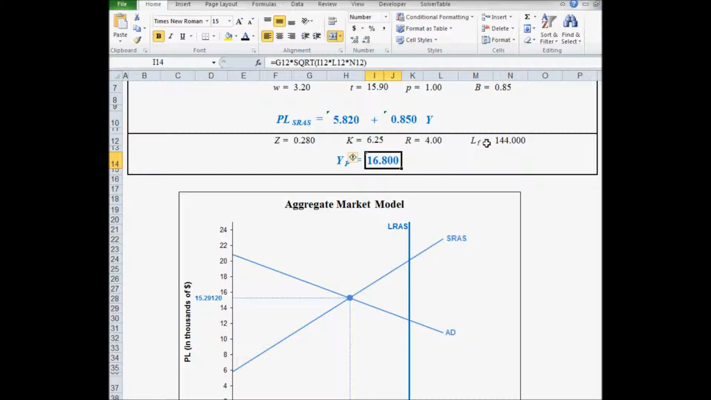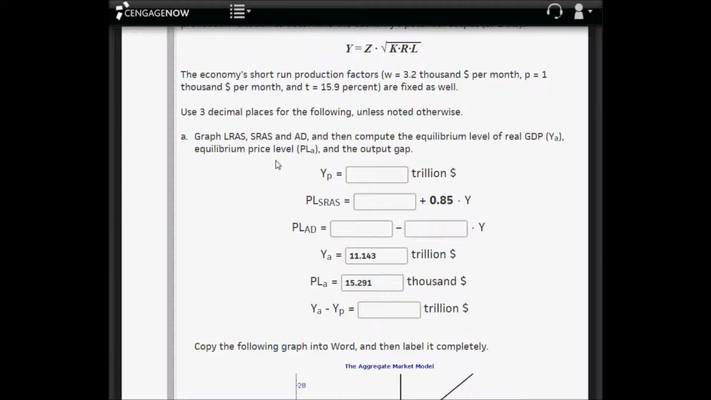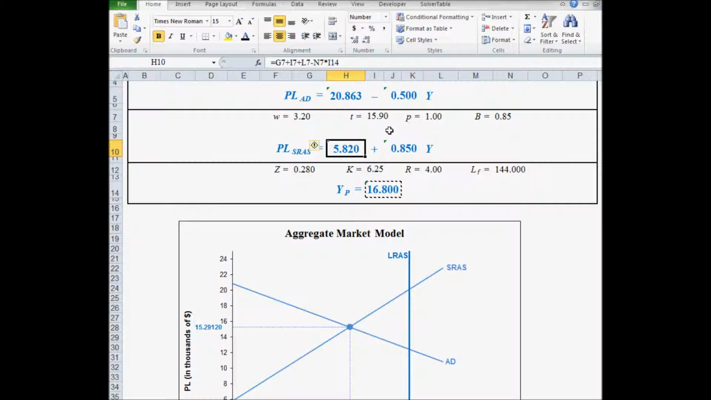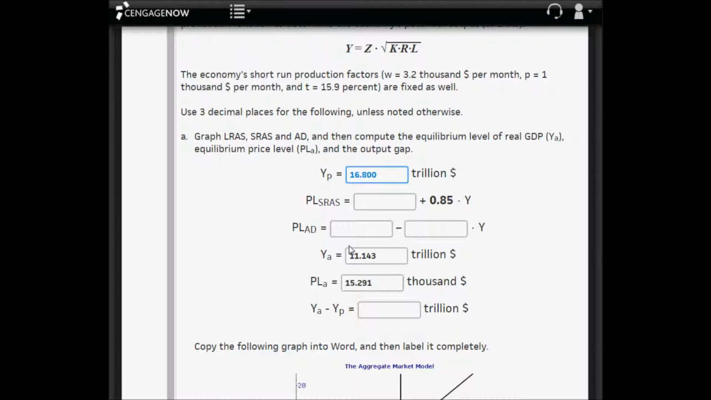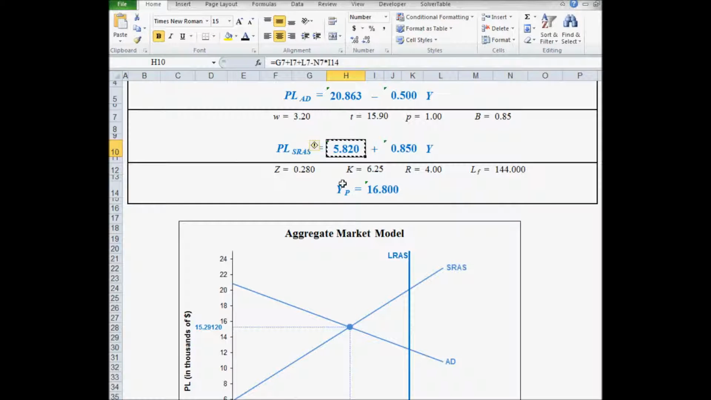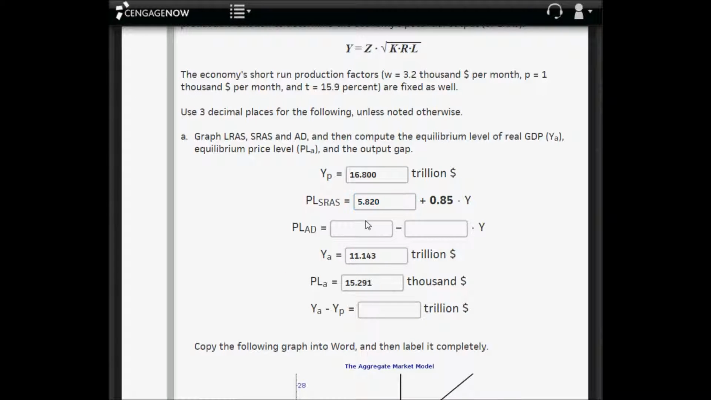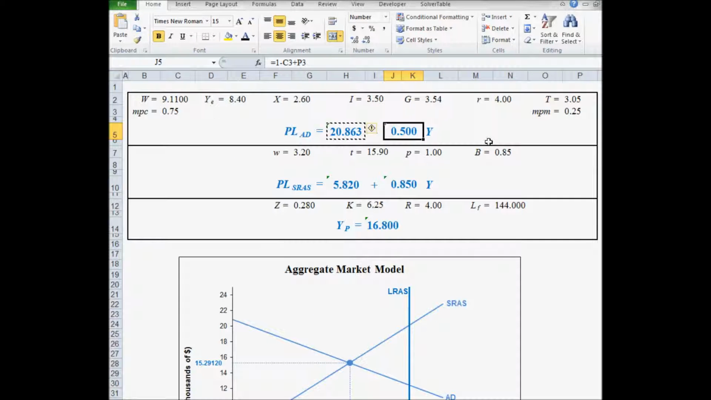Potential GDP is 16.8. Short-run aggregate supply's intercept is 5.820. Aggregate demand's intercept is 20.863. And aggregate demand's slope is 0.500.